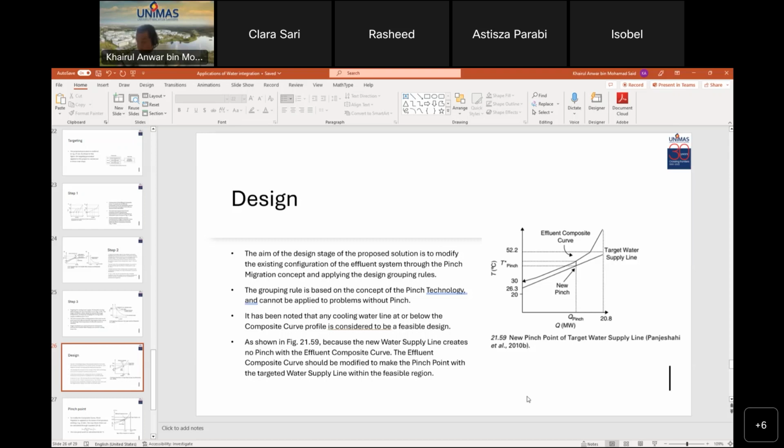So, the design procedure for debottlenecking of cooling water systems. First is the composite curve. You must construct the composite curve using the limiting cooling water data. The cooling water network performance can be changed within a feasible region that is bounded by the maximum reuse and the parallel design supply line.